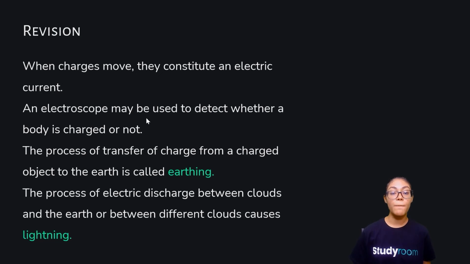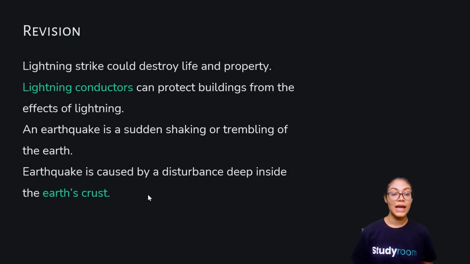An electroscope may be used to detect whether a body is charged or not. The process of transfer of charge from a charged object to the earth is called earthing. The process of electrical discharge between clouds and the earth or between different clouds is called lightning. Lightning strike could destroy life and property, that is, it is destructive. Lightning conductors can protect buildings from the effects of lightning.